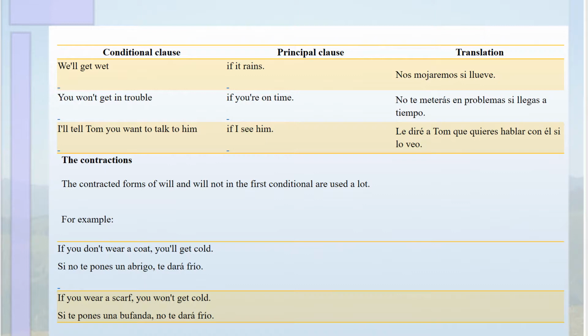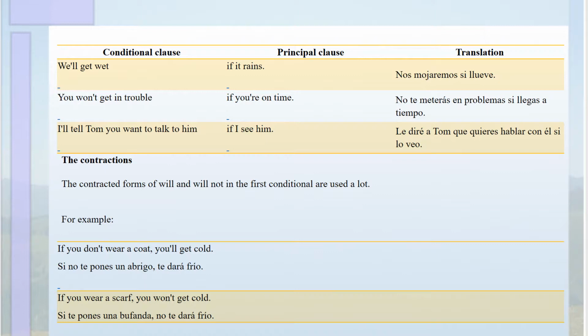In the second sentence, for example, you won't get in trouble is the conditional clause. If you are on time is the principal clause. No te meterás en problemas si llegas a tiempo.